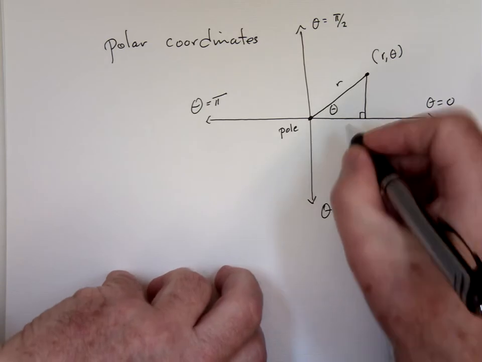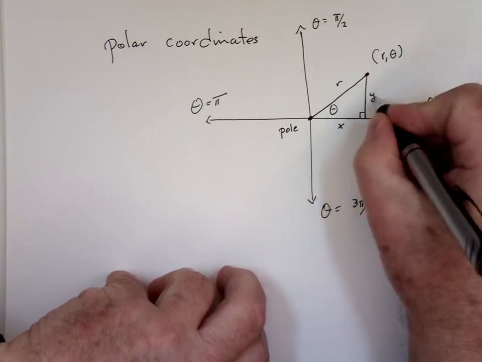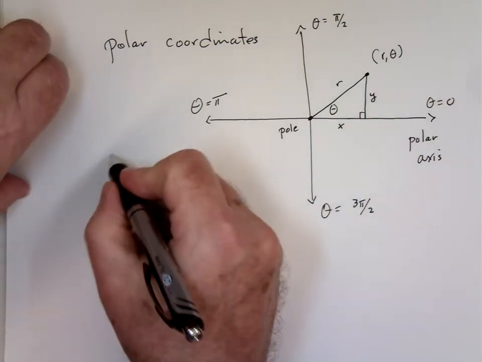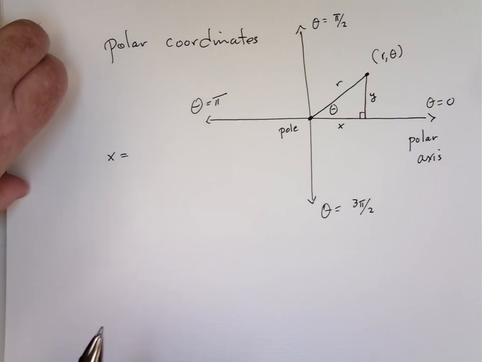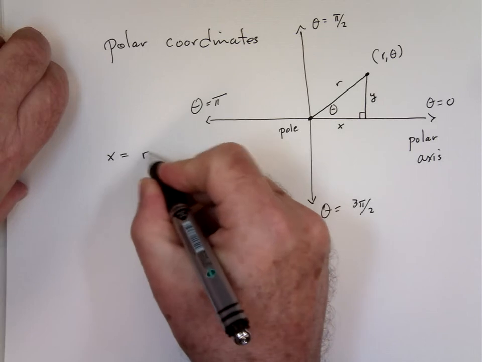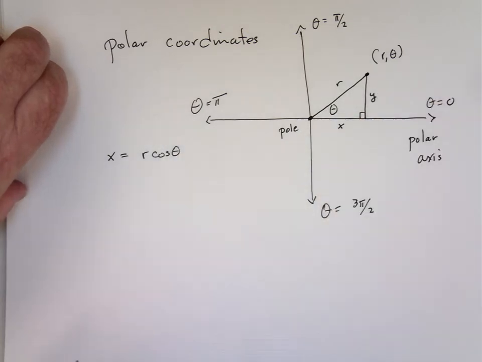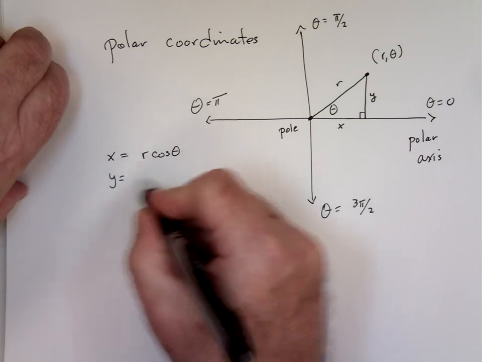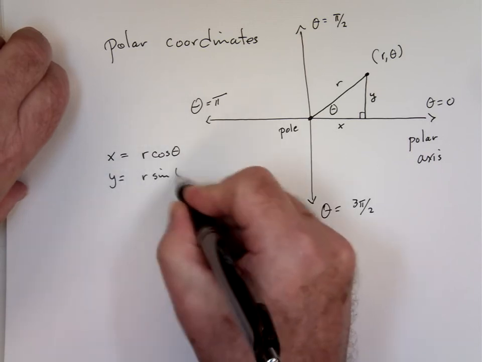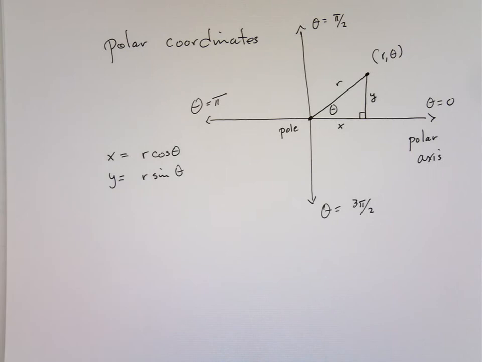This is the x, this is the y. Let's do x and y first. What's x equal to in terms of r's and thetas? It's r cosine theta. Just solve the right triangle here. And what's y equal to? R sine theta. So if we know r and theta, we can change it back to rectangular x and y, and we're going to have to do that on occasion.